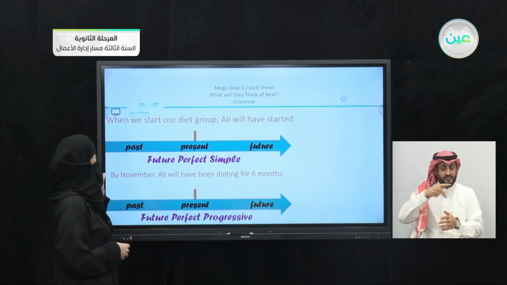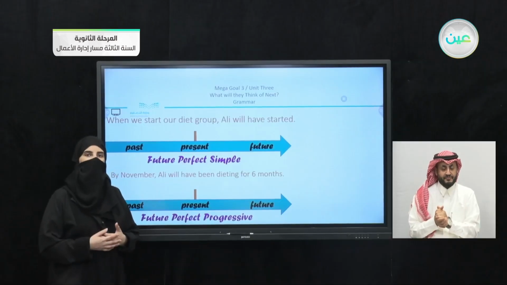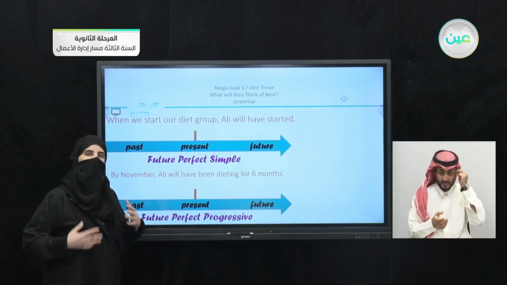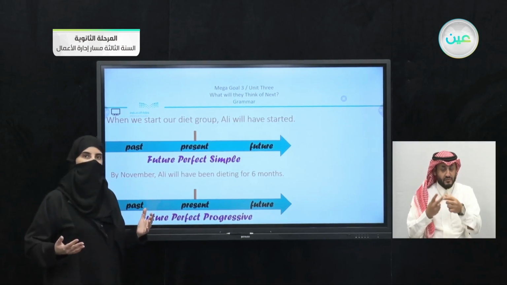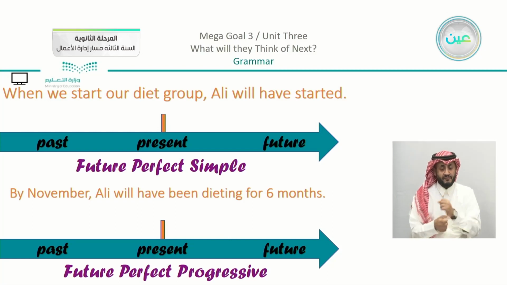So we have here, when we start our diet group, these are just two different examples just to show you. Now you can see from the timeline that we have the past, the present, and the future. So let's go back and read our example here. When we start our diet group, Ali will have started. Now this is why I read the examples that we had before, just to get you in the mood that we have two actions that we're talking about. So we have here the two actions, starting group, or the diet group, and Ali will have started.